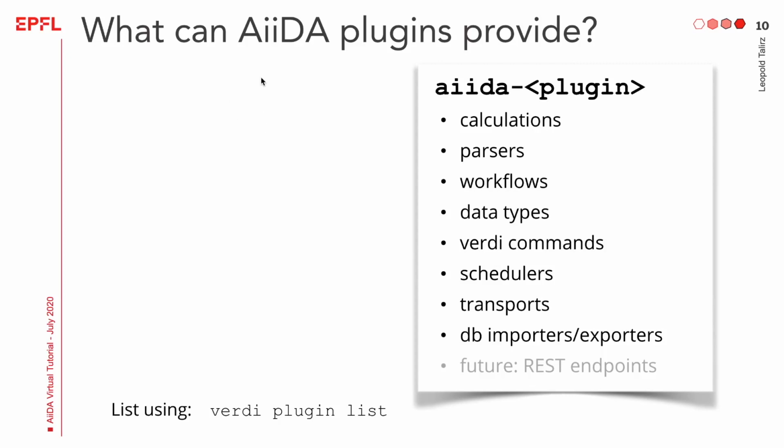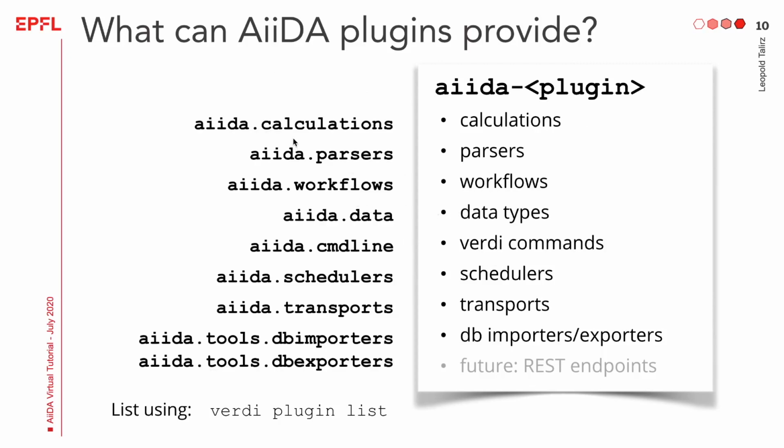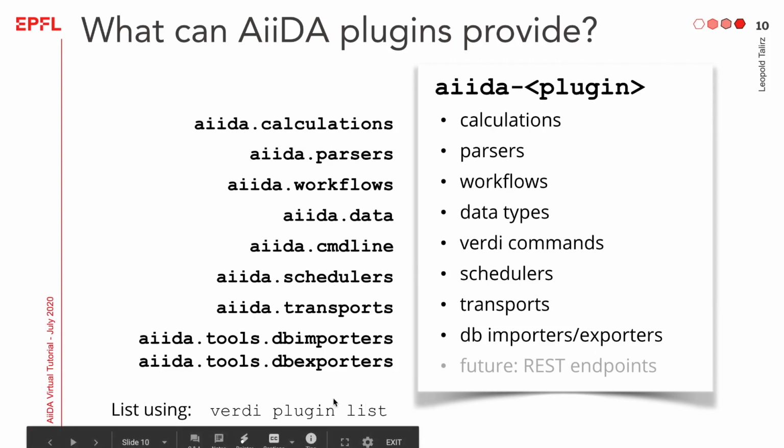And so what can AiiDA plugins provide? For each of these plugin types that I mentioned before, there are corresponding entry point groups defined by aida-core. And so by placing entry point names inside these groups, you can add new calculations, new parsers, workflows, etc. And you can list all of these available groups using the Verdi plugin.